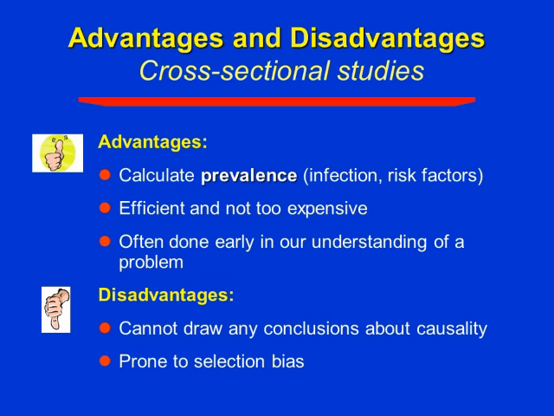In terms of disadvantages, you really can't draw any conclusions about causality between your risk factors and your outcome because you're measuring them both at the same time, and you can't really tell which one of them came first. And then finally, they are prone to selection bias because you're only going to have in your study the people who agree to participate, and often the people who choose not to participate are different in important ways from people who choose to participate.